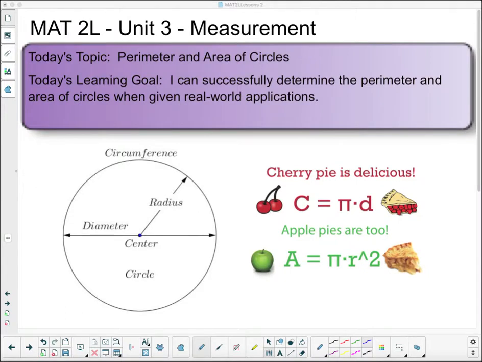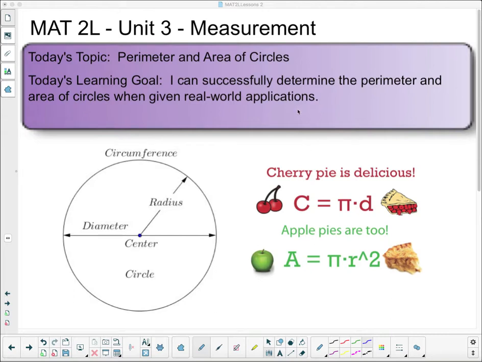Well, hello, and welcome to the first lesson of Unit 3. Now we're going to start off our unit on measurement with perimeter and area of circles. So our learning goal today: I can successfully determine the perimeter and the area of circles when given real-world applications.